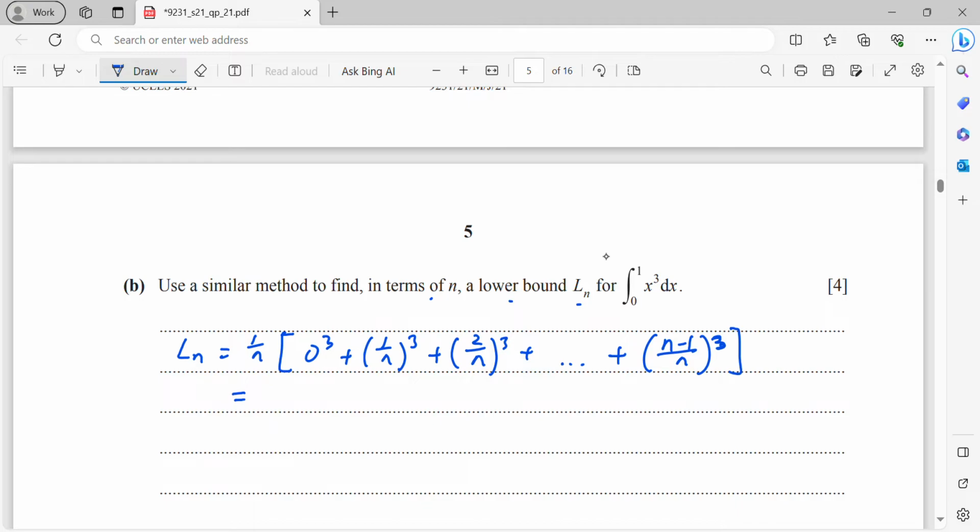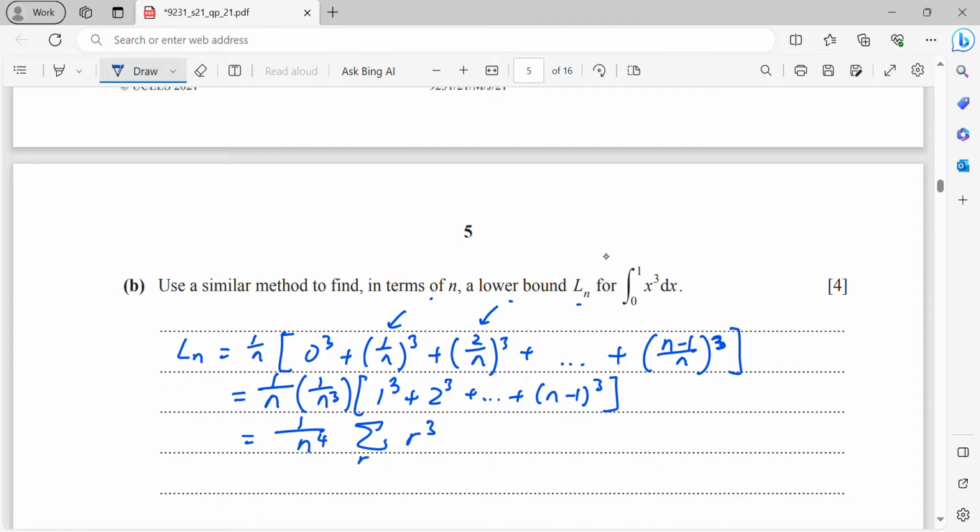Then at the same time, I will factorize the n cube at the denominator. So it becomes n. Okay, I'll do it step by step. So n, then after that, 1 over n cube. Then the 0 cube, just ignore it. 1 cube from the numerator. Then 2 cube plus until n minus 1 cube. Okay, so this is 1 over n degree 4 summation r cube, r from 1 until n minus 1. Because our last value now here is n minus 1.